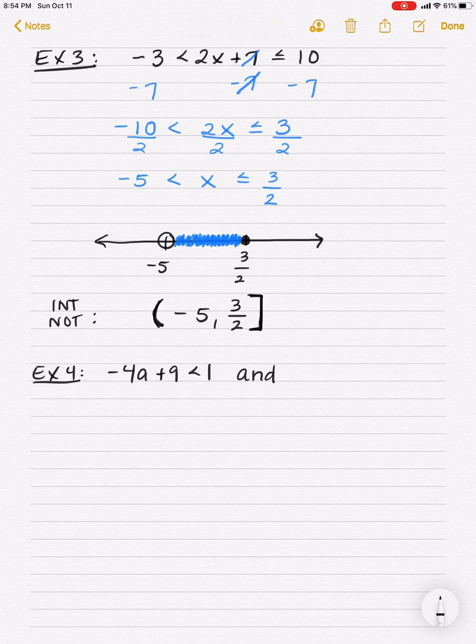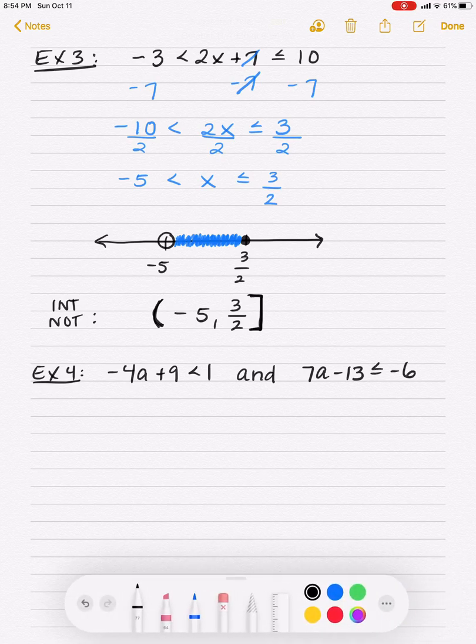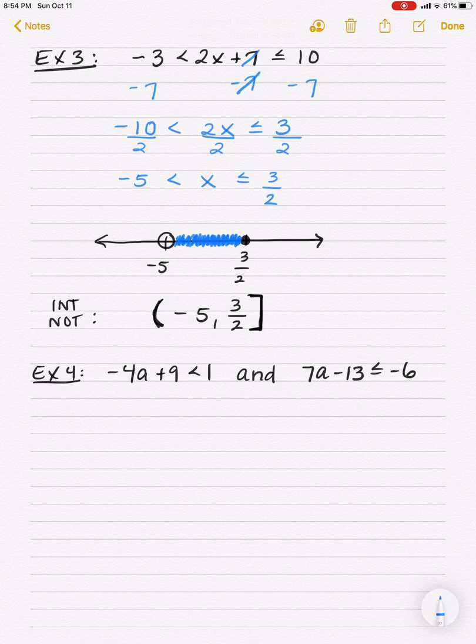-4a plus 9 is less than 1, and 7a minus 13 is less than or equal to -6. Okay, so we're going to solve each one at a time. And so we're going to start this one by subtracting 9 from both sides. And this is going to cancel. I get -4a is less than 1 minus 9, which is -8.